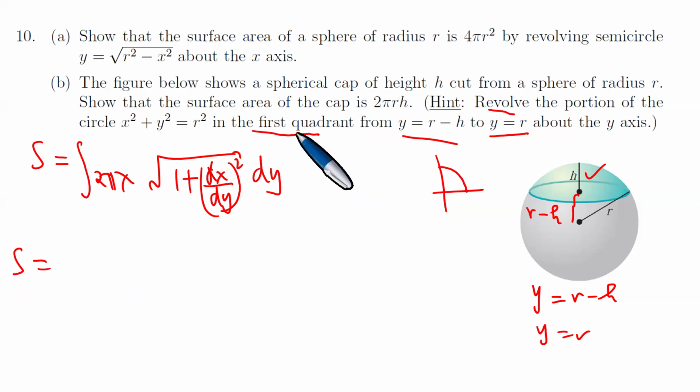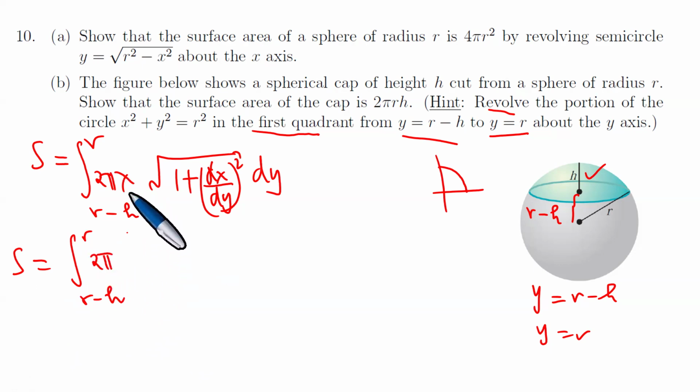So if you integrate these in the first quadrant from y equals r minus h to y equals r, you revolve this about the y-axis. So you have this, which means that you have the integral from r minus h to r of 2 pi. Then you need to substitute everything. What is your x here?